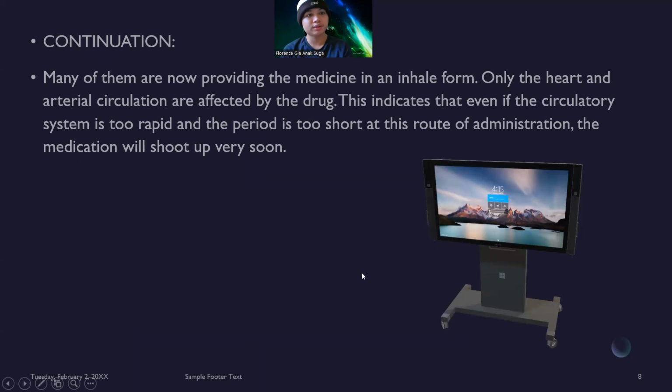As a continuation, many medicines are now provided in inhaled form. Only the heart and the arterial circulations are affected by the drug. This indicates that the circulatory system is rapid and the period is short, so at this route of administration, the medication will shoot up very soon.